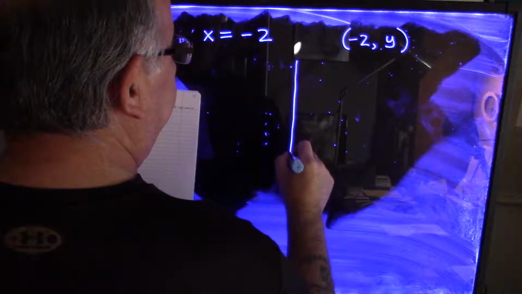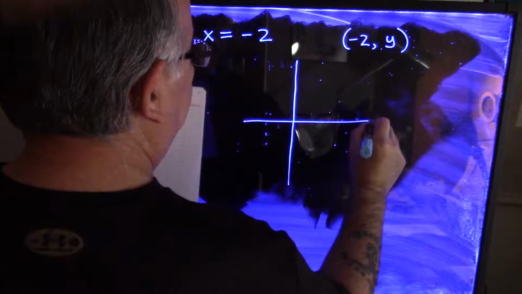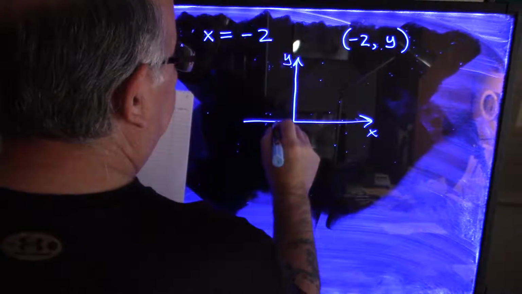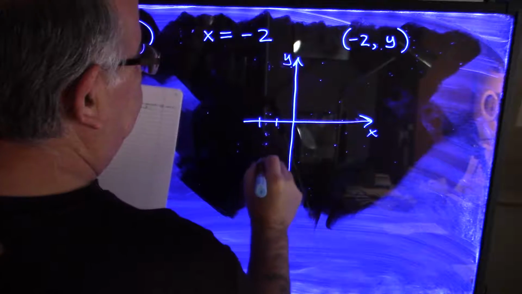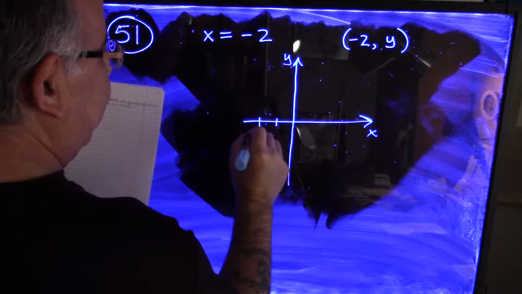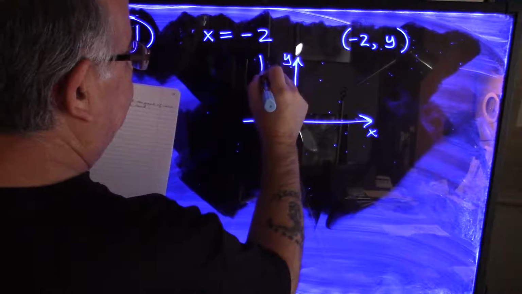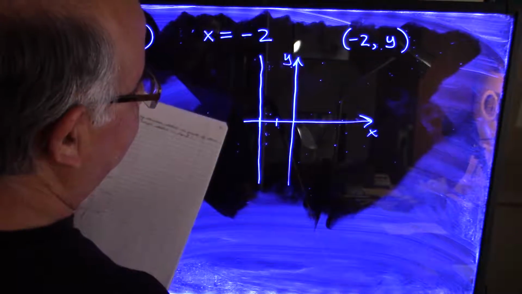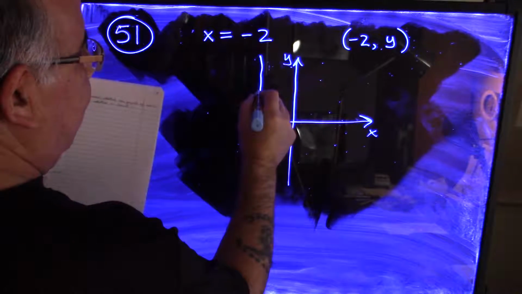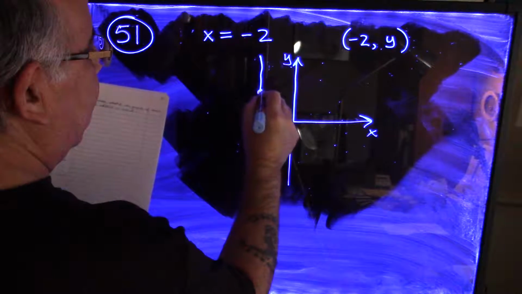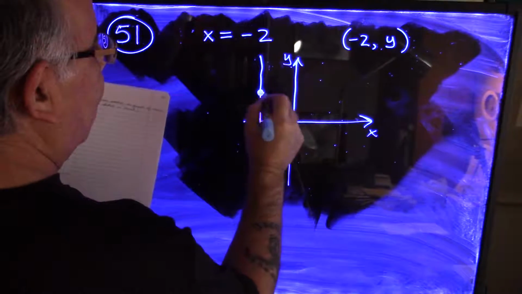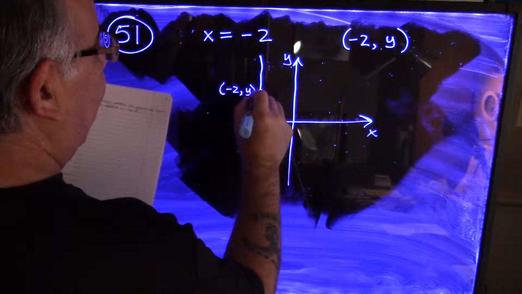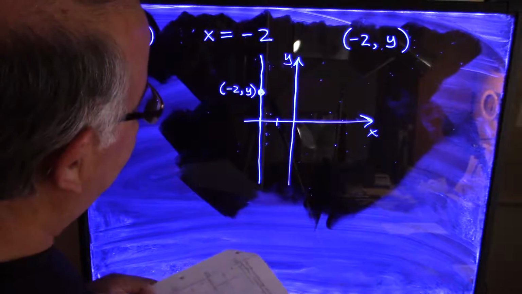So let's go, right there is -2 on the x-axis, and you just draw your line through there vertically like that. Alright, so any point on this line has coordinates -2 and y, whatever y is.